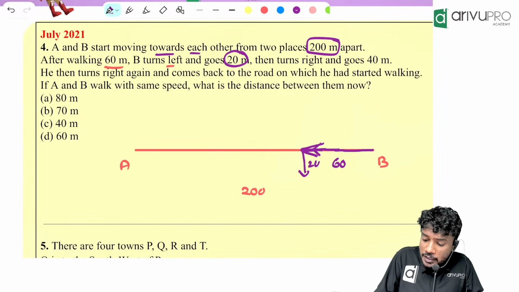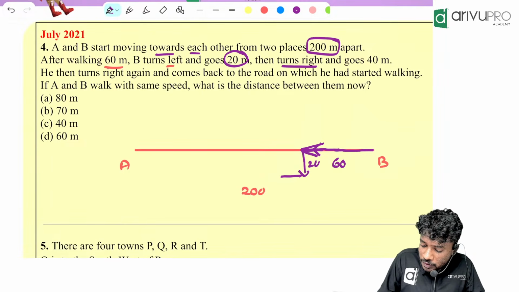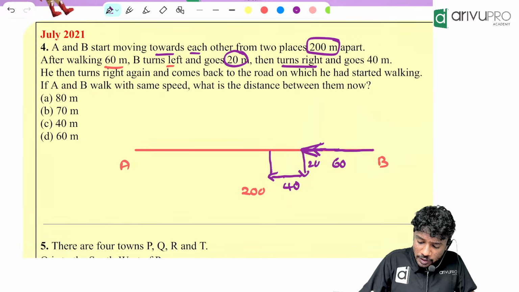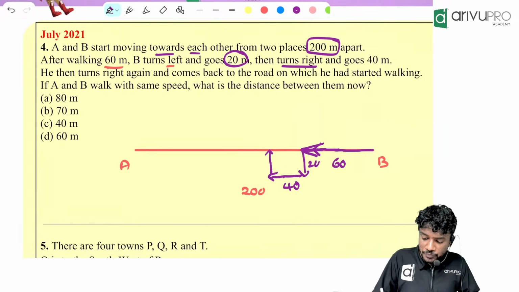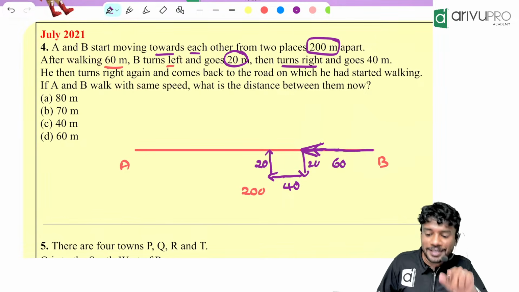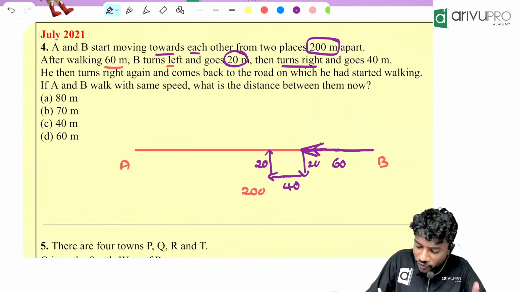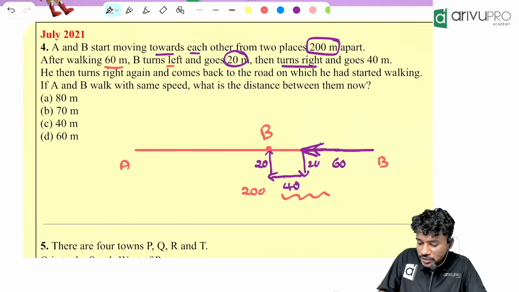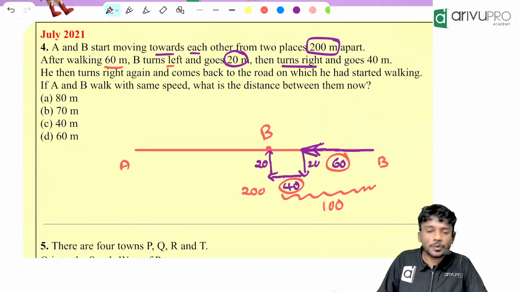Then what happened? Then he turned right, and walked 40 meters. Then finally he came back to the main road, is the given question. So how many meters would he have walked? 20 meters. Why? Opposite sides are equal in a rectangle. Then finally, where is the position of B? B is currently standing over here. Can anyone tell me the distance? This distance is 60 plus 40, which is equal to 100.